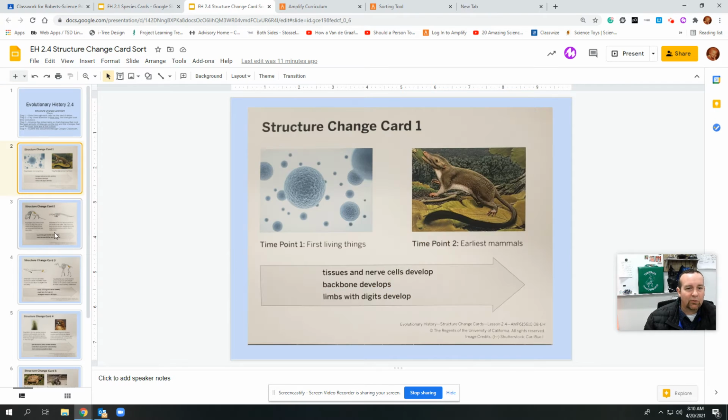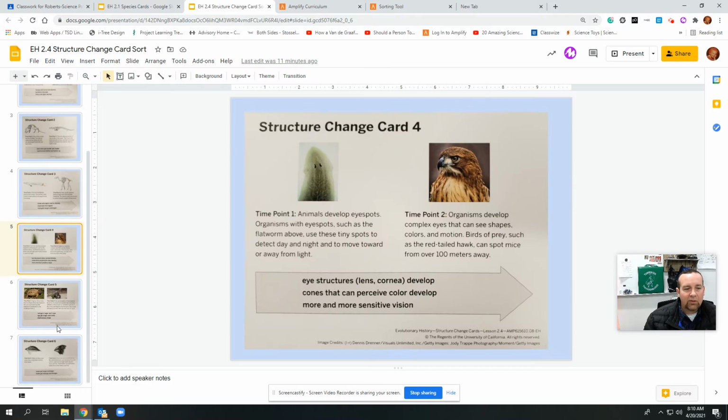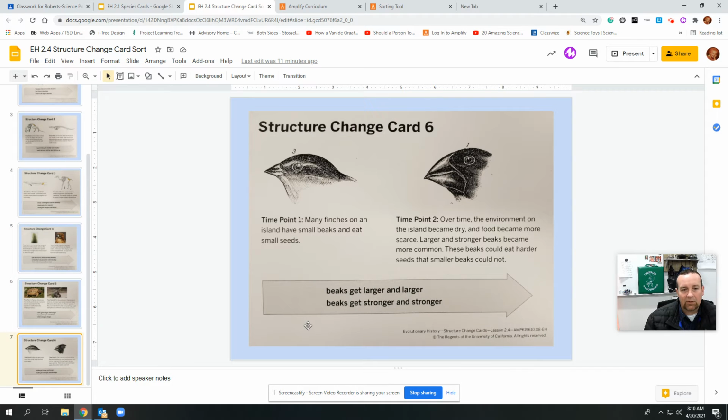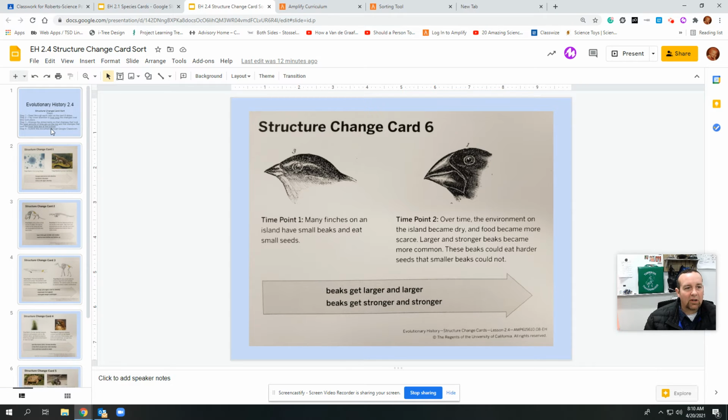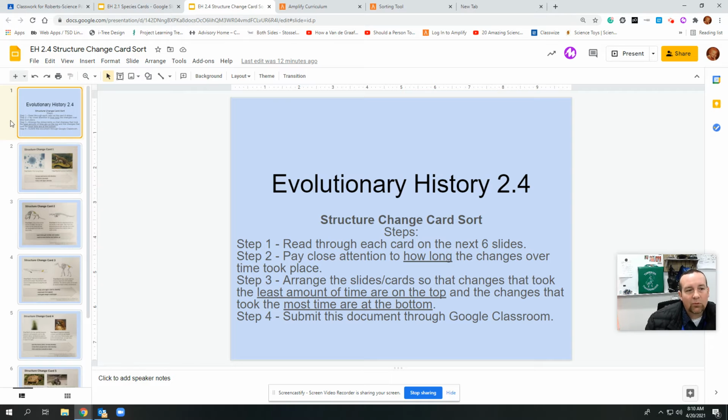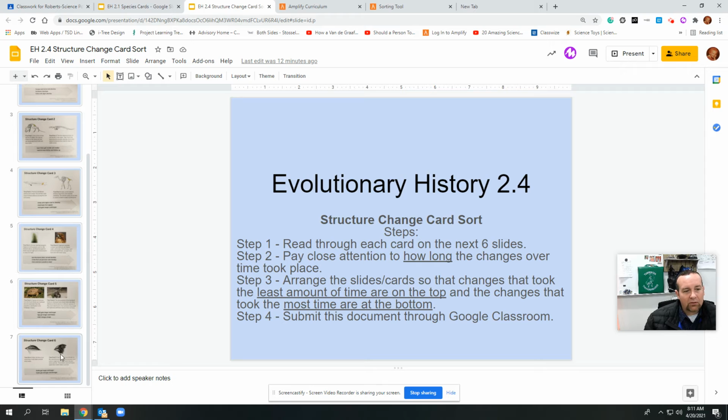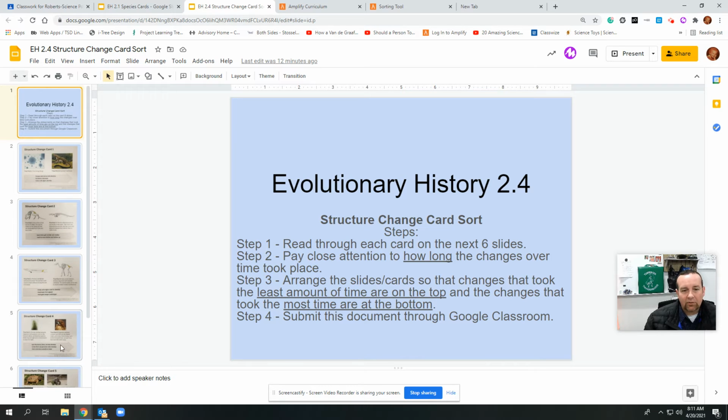Basically, we're going to read through each one of these cards, and each one of these cards has some sort of change happening. So for instance, this one has a change where beaks are getting larger and stronger. That's a change that happened over a certain amount of time. But the instructions here say not only do we just read the cards, but we need to arrange the cards so that changes that took the least amount of time should be on the top of our card stack here, and changes that took place over a longer period of time should be at the bottom.